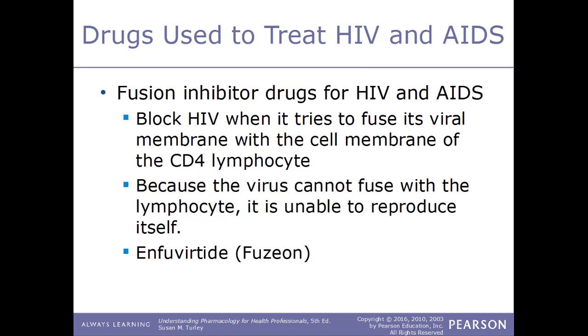Another kind of drug that's used to treat HIV and AIDS are fusion inhibitor drugs. And these will act by blocking HIV when it tries to fuse its viral membrane to the cell membrane of the CD4 lymphocyte. Because the virus can't fuse with the lymphocyte, it can't inject genetic material into the cell and take that cell over. So if this step doesn't happen, then the virus can't replicate. Then it will eventually die without a host cell. An example of this kind of drug would be enfuvirtide, also known by the trade name Fuzeon.